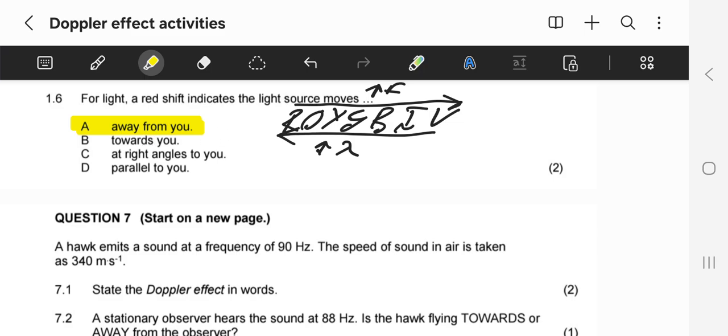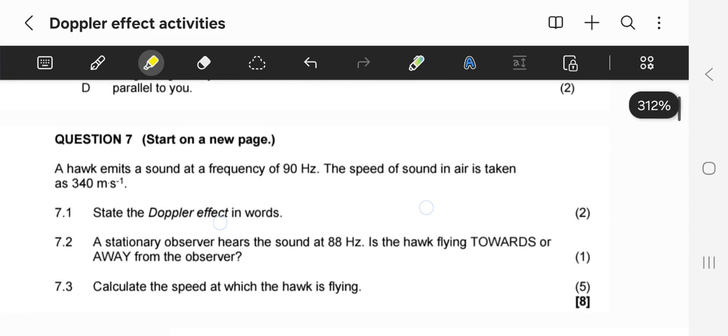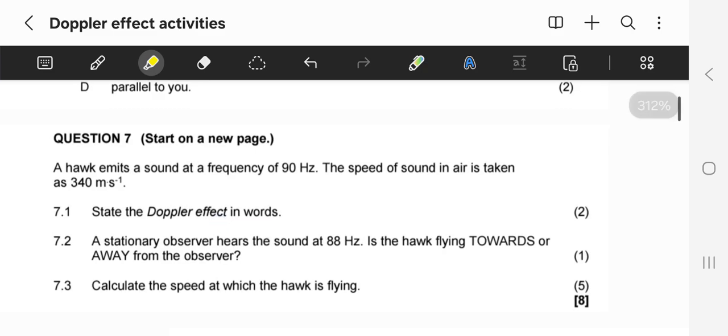All right, because we said that a redshift means a decrease in frequency, we have an away type of situation. An increase in frequency means we have a towards type of situation. Done with the multiple choice. Now we look at our structured question, and it is as follows.